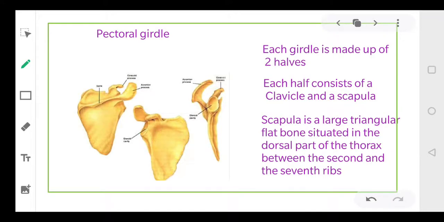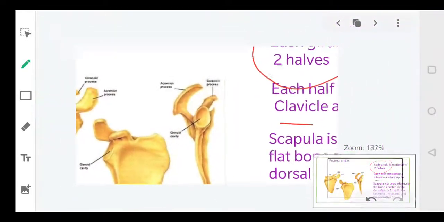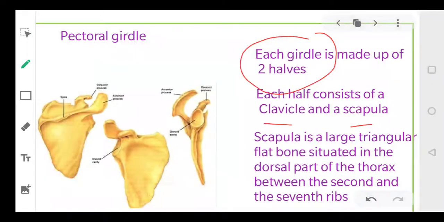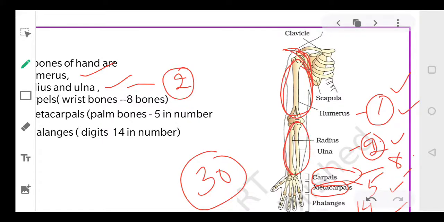Coming to the pectoral girdle. This is a girdle which is present in your shoulder. Okay. So this girdle is made up of 2 parts. One is your clavicle, another is scapula. Let's look into this. Can you see this or not? Let's look at this diagram. See this. Clavicle and scapula.